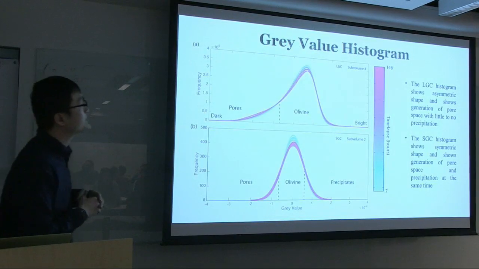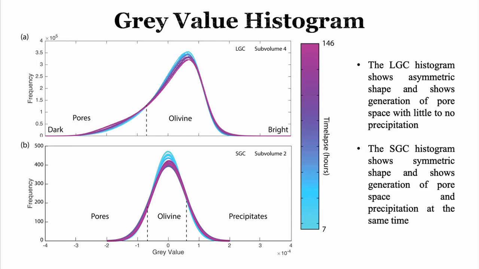And then, if we take a look at the grid value histogram distribution of the two samples, here we can see the best fit line of the actual distribution, just for clear demonstration. And what we see is that this histogram becomes flatter as time goes by, which basically represents the dissolution of olivine, which is shown here. And if we take a look at the shape of this histogram, clearly in the LGC sample, it shows an asymmetric shape compared to the symmetric one in the SGC.